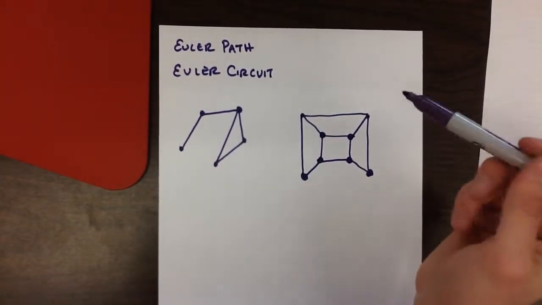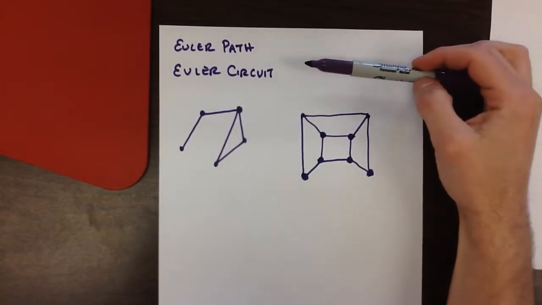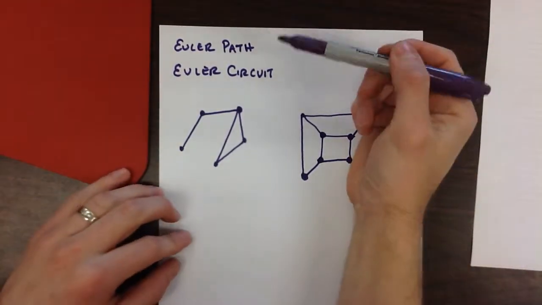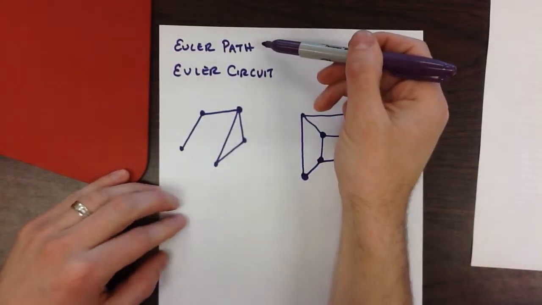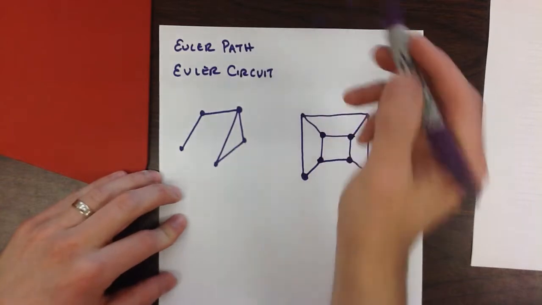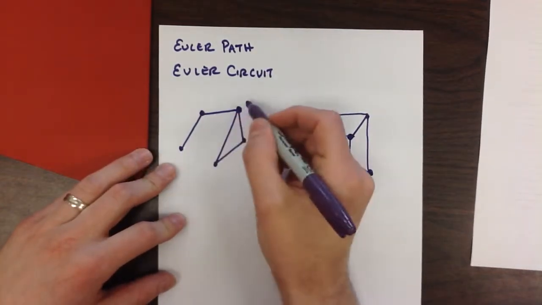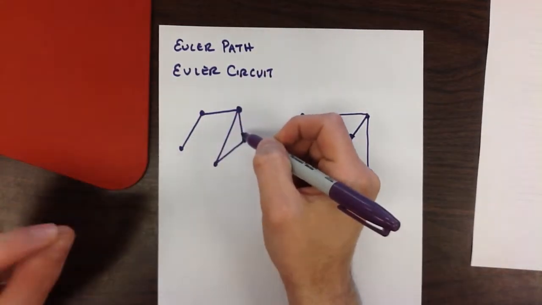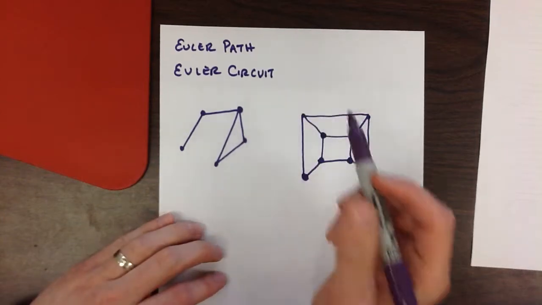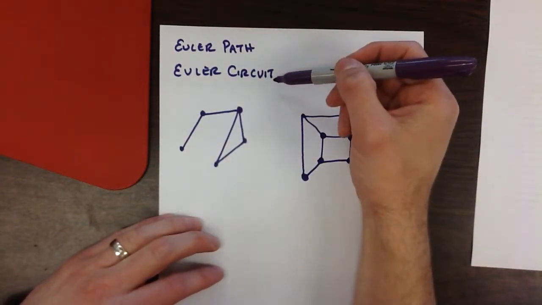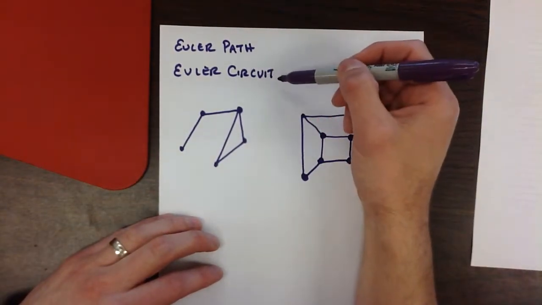Recently we've been looking at Euler paths and Euler circuits the past couple days. Now, as a refresher, an Euler path is a path around a graph where we start at one vertex and we cross over every single edge exactly once without repeat. An Euler circuit is a circuit, meaning that we start at a vertex.